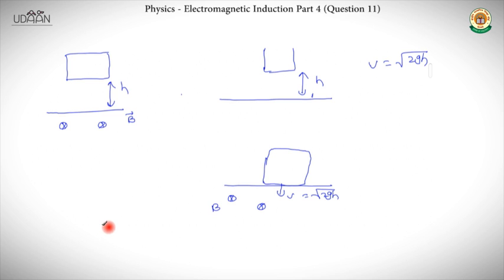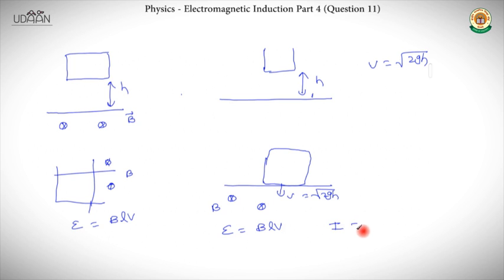I have done this problem earlier. You should have remembered that when a block is going into the region having a magnetic field B, the induced EMF would be BLV. That's right. The EMF induced in the ring would be BLV. And given that the resistance is R, the current induced would be BLV by R.